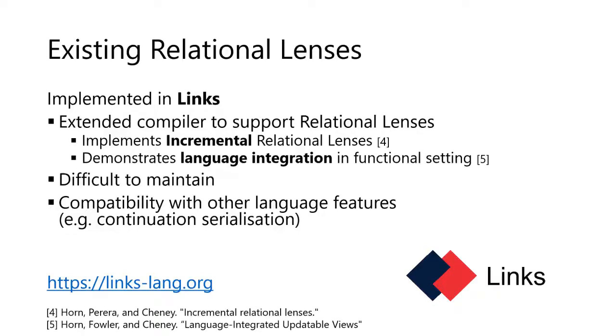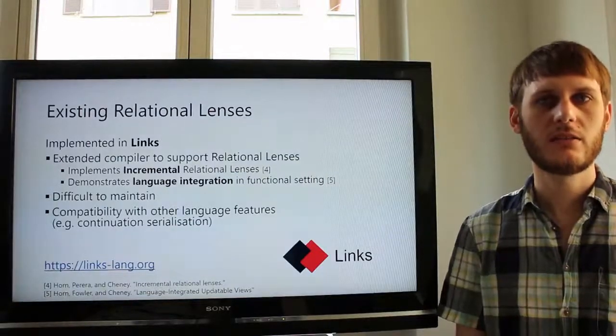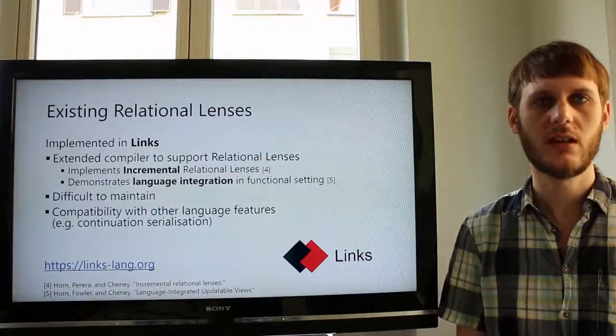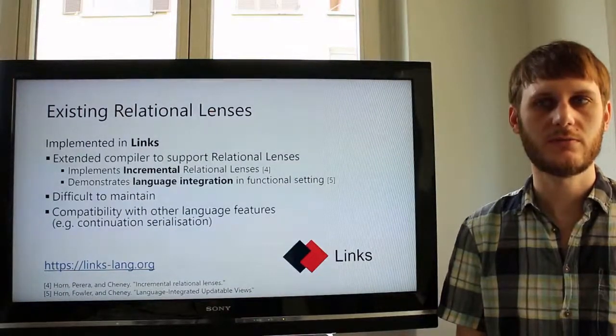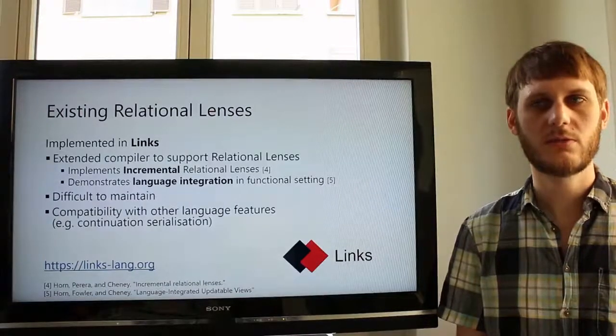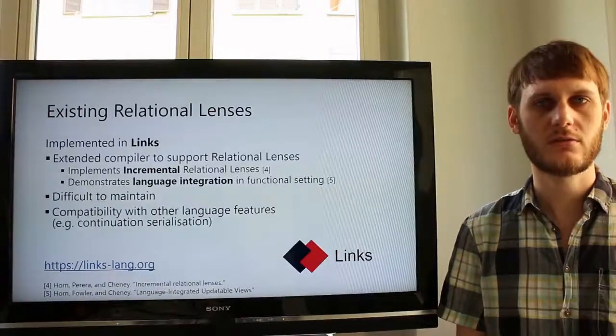The only publicly available relational lenses implementation we know of is within Links, and the existing implementation shows how incremental relational lens semantics can be implemented, as well as how relational lenses can fit into a functional programming language environment. The existing implementation essentially extends the compiler with relational lenses, making them a hard-coded feature. This requires quite a heavy implementation, with changes to the parser, the type system, the intermediate representation, the interpreter, etc.